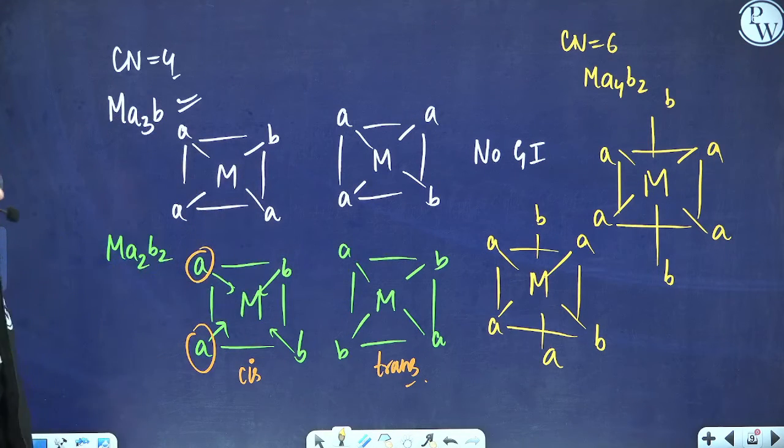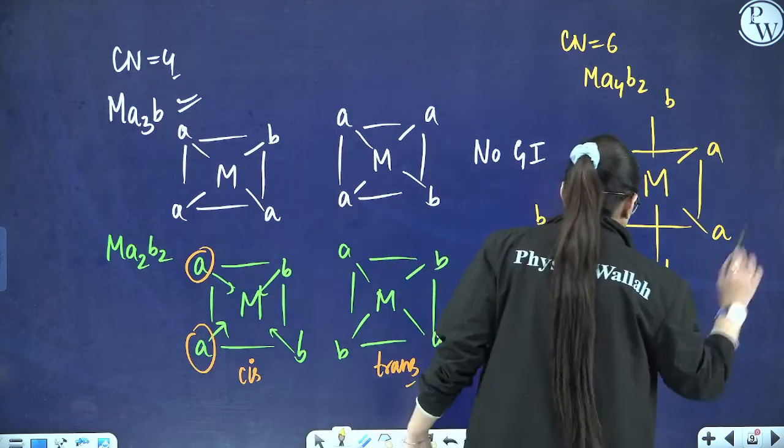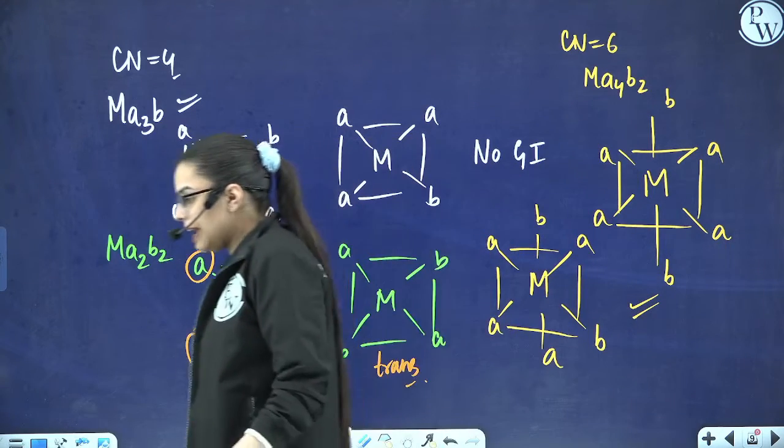Is it clear to you, people? Is it clear to you? So over here you can obtain geometrical isomers of each other. Kindly write it down, students.